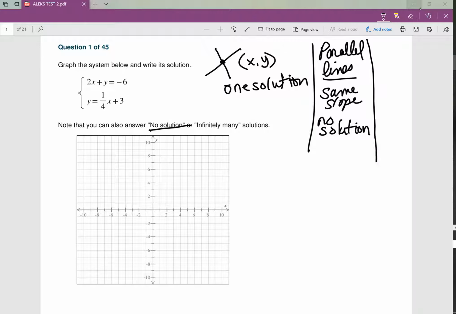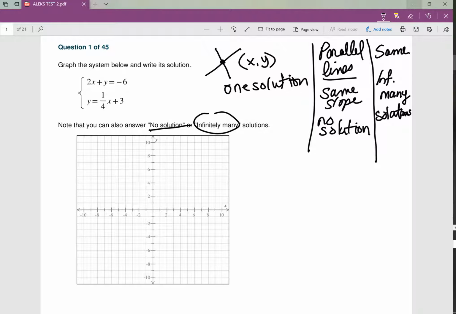The last one that they refer to, infinitely many, this is the same line overlapping itself. So it's one line on top of the other. They're identical. So you're looking for the identical line. I'm running out of space, sorry about that. But the identical line, and basically in that case you have infinitely many solutions, just like it states here. So let's take a look first at our work.